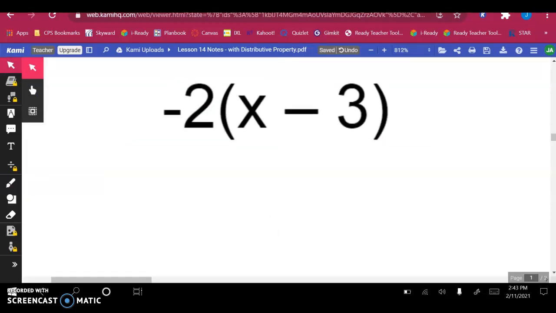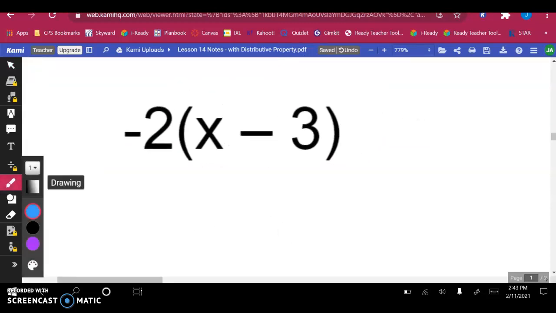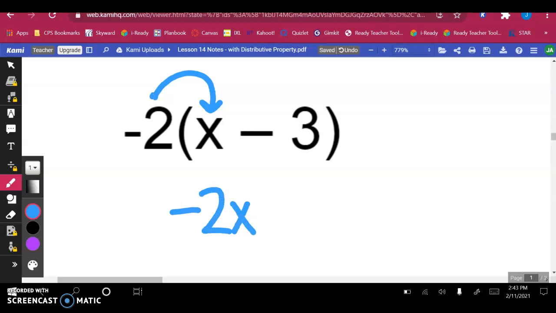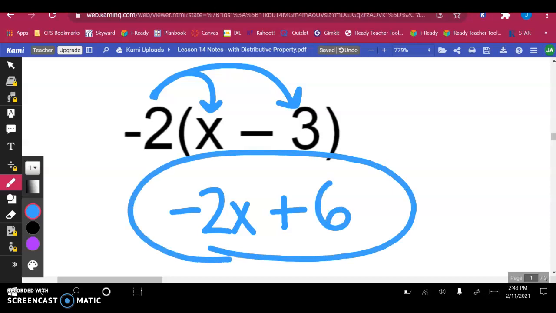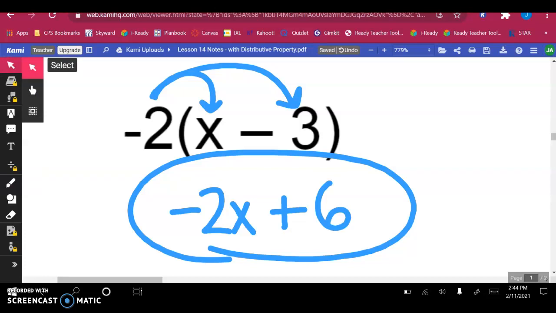Okay. Now this one, similar, but now we have a negative 2 that we have to distribute. So negative 2 times x would give us negative 2x. And then negative 2 times this negative 3, 2 negatives multiplied make positive, and 2 times 3 is 6. Can I combine those? No, they do not have the same variables. So negative 2x plus 6 is my final answer.